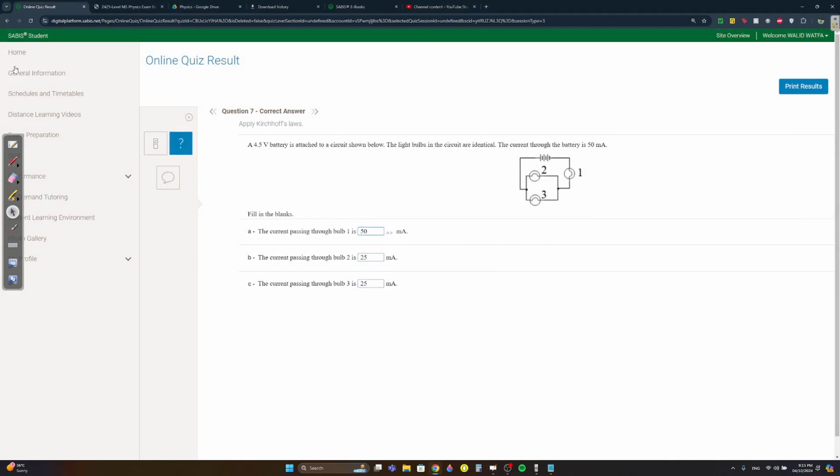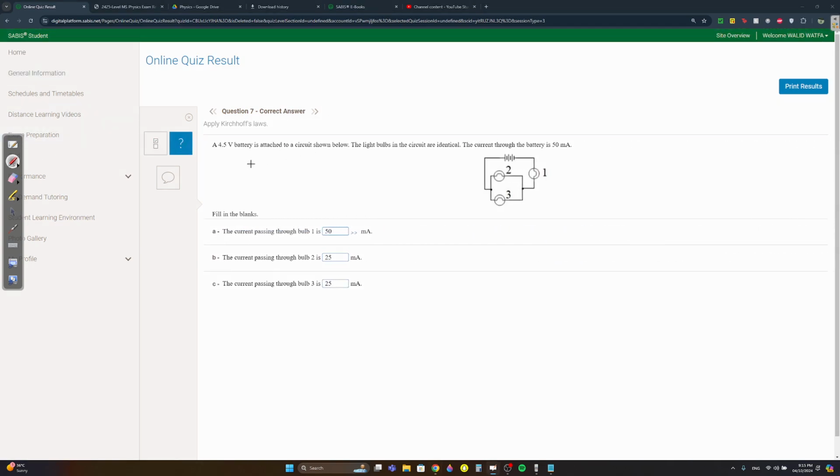7, you have a 4.5-volt battery, okay, and the light bulbs here in the circuit are identical. The current through the battery is 50. Okay, so in the battery it's 50. How much is it in bulb 1? How much is it here? It's also going to be 50.